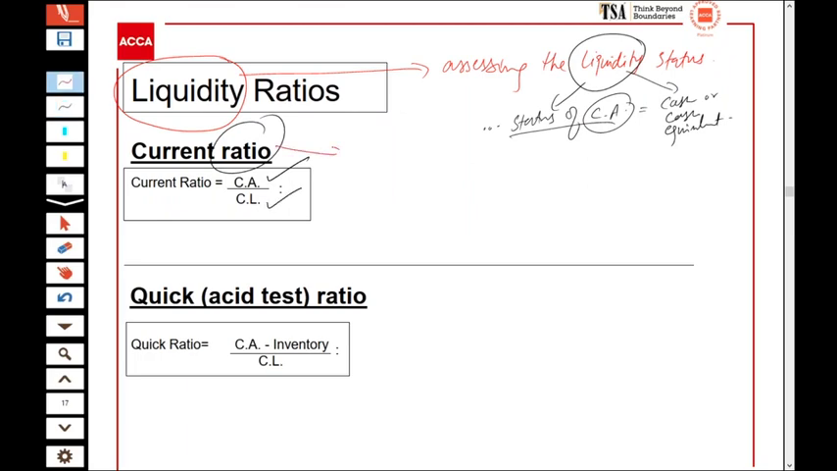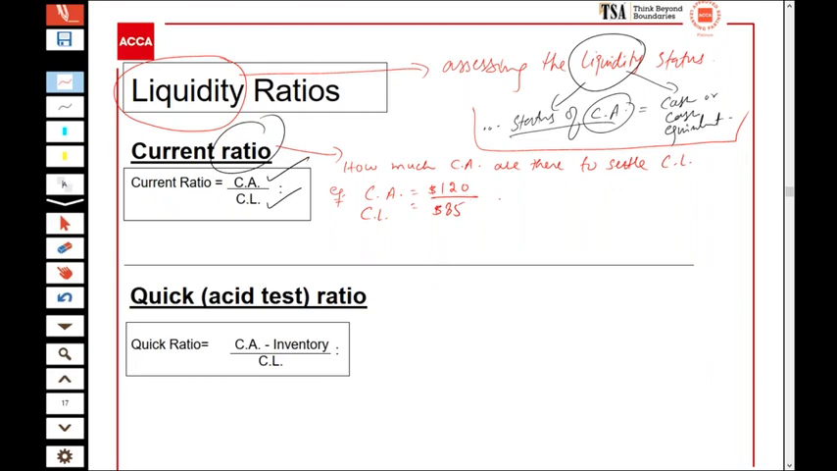What does this ratio mean? You will be understanding this as well. Current ratio means how many current assets are there to settle current liabilities. For example, let's say your current assets are 120 and your current liabilities are $85. So that is 120 upon 85, which gives me 1.4.